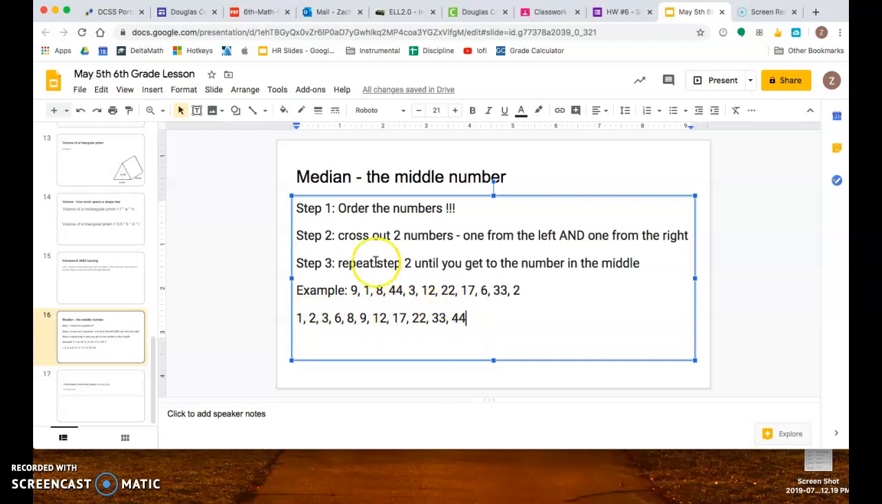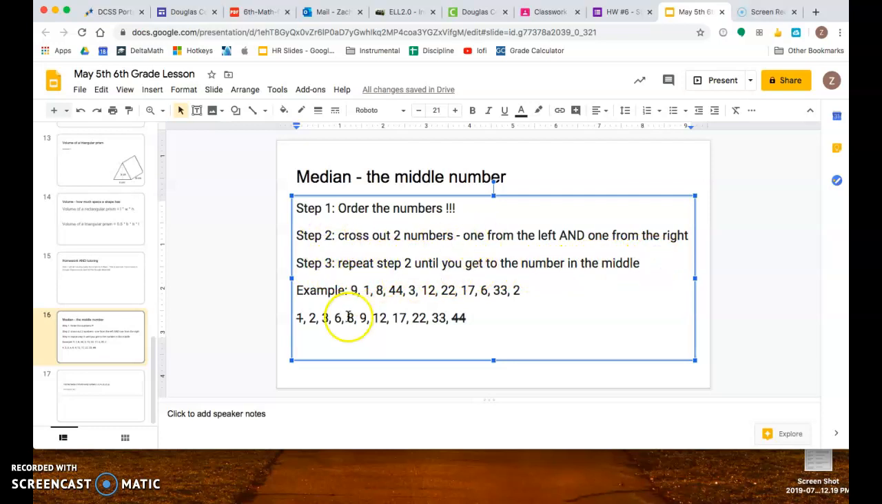Good. I need to do step 2. Cross out the two numbers, one from the left and one from the right. Okay? So here's the one number from the left. Cross that out. One number from the right. So I crossed out two numbers, one from the left and one from the right. Step 3 is I repeat step 2 until I get to the number in the middle.